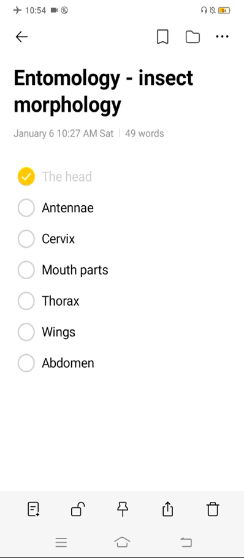And the frontogenal or subocular suture. It develops in each lateral region of the head. It starts from the junction of the clypeofrontal and the subgenal sutures.